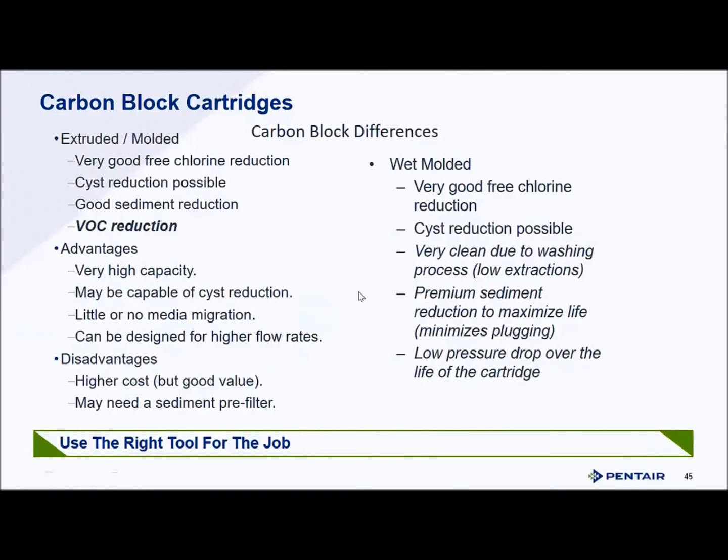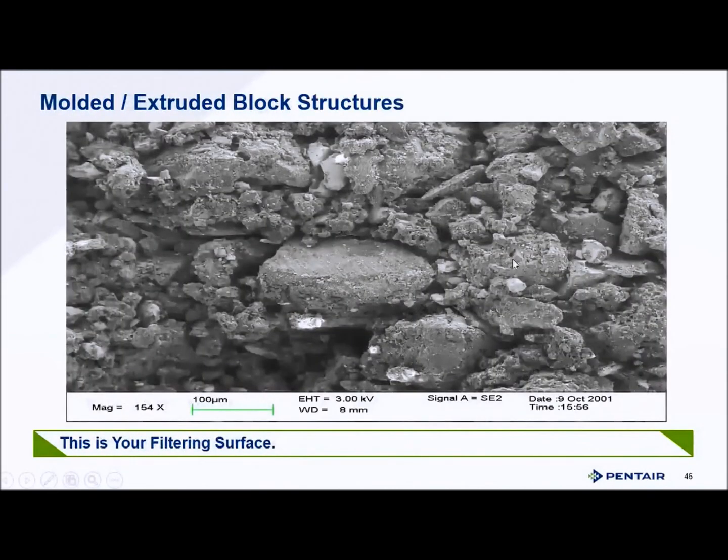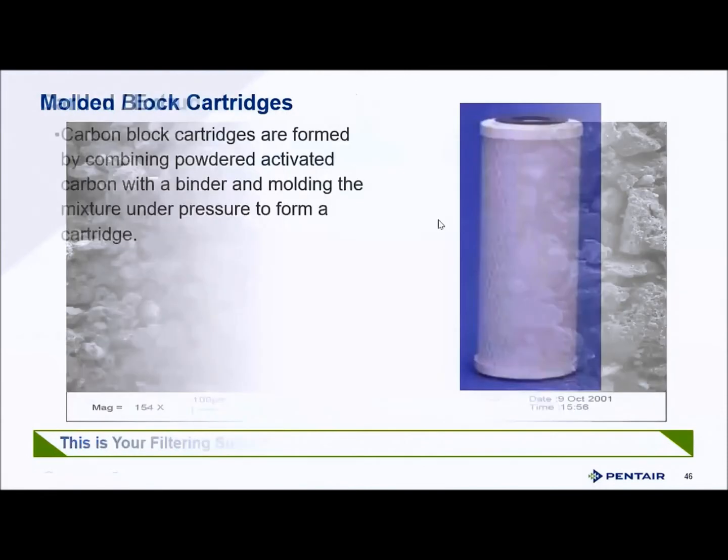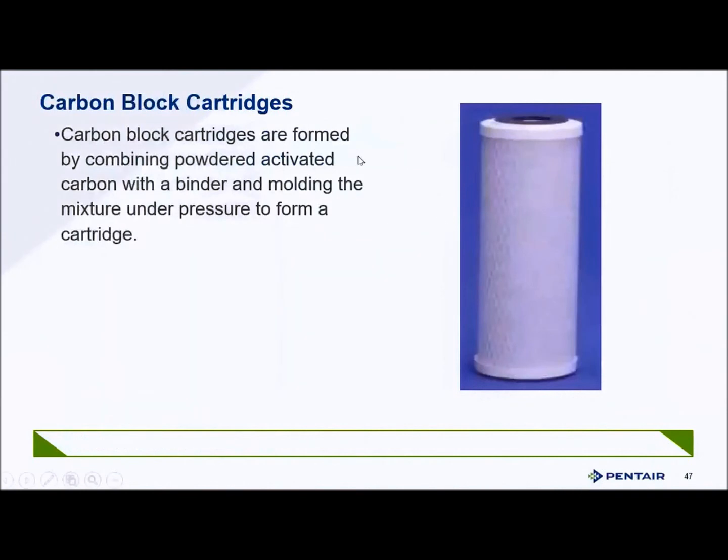And this is what we're plugging on a carbon block, standard carbon block. This is the filtration surface. Not a whole lot of area to get into the heart of this block. The water flows through, good activated carbon contact, but not great dirt holding characteristics. So they're formed with binders under pressure, standard shape of a block.